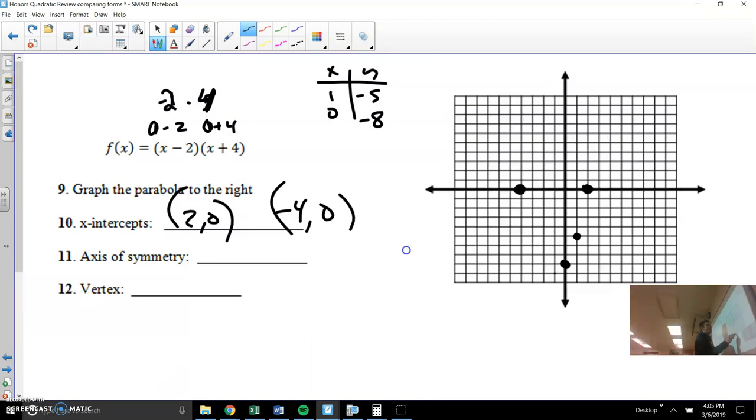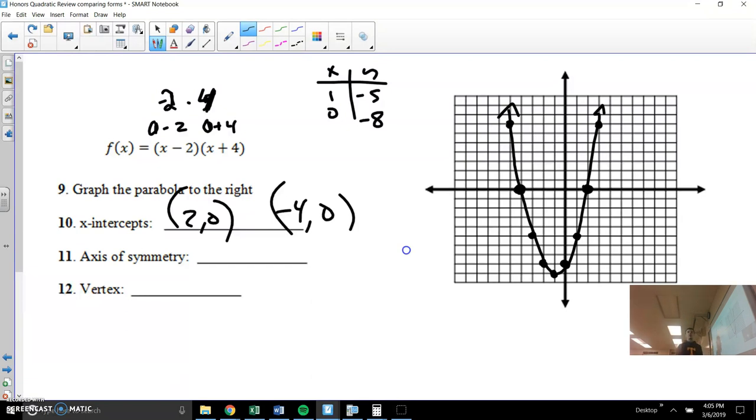So I can go down 1 and over 1 and kind of guess or assume that that's probably the vertex. And then I can start going back up. There's that matching symmetrical point. Up 3 and over 1, there's that symmetrical point. And then up 5, and now you have all the points. You can go up 7. 1, 2, 3, 4, 5, 6, 7 right there. There's another one. Now that's not the only way you could have done this.